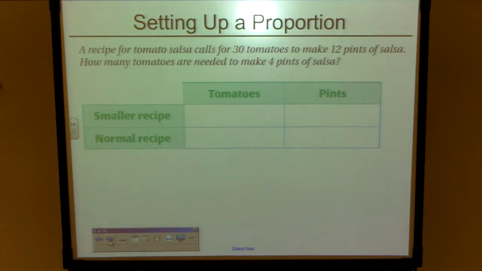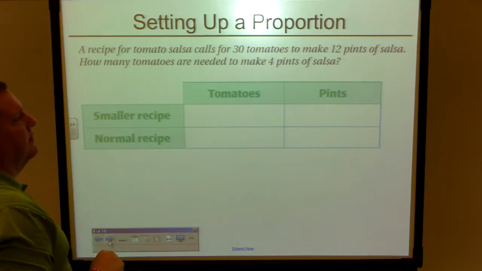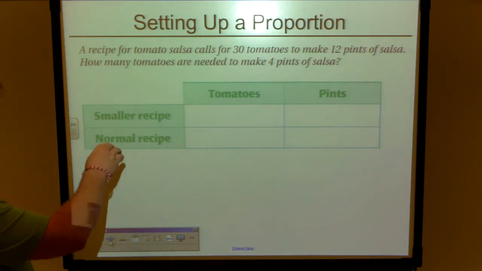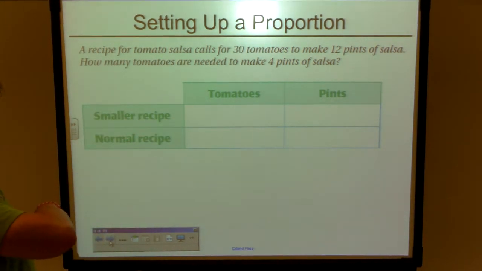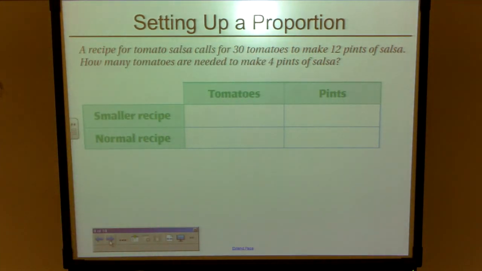Setting up a proportion. So here's our scenario, and then the book shows us a little technique here. I've got another one I can show you too for setting this up. It says a recipe for tomato salsa calls for 30 tomatoes to make 12 pints of salsa. How many tomatoes are needed to make 4 pints? So this is the given information, 30 tomatoes to make 12 pints.